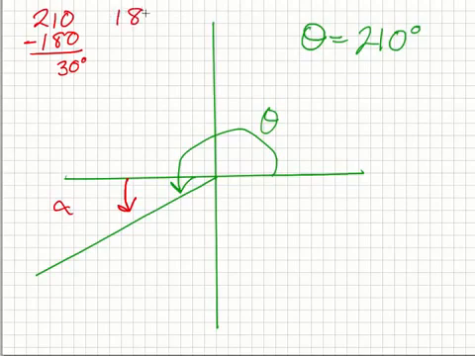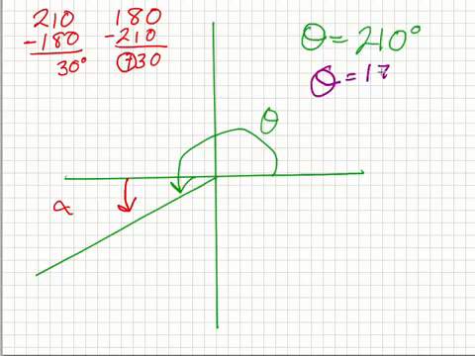Now, had we taken 180 and subtracted 210, we would have gotten negative 30 degrees. We just need to remember that reference angles are always positive, so if you just discard that negative, you'll be fine. Let's consider 17 pi over 6 radians.